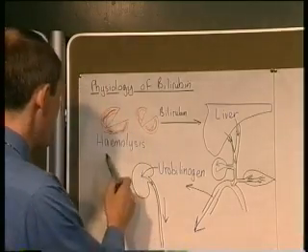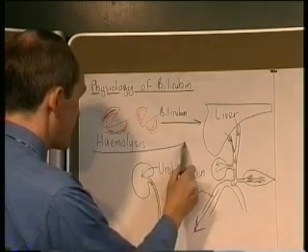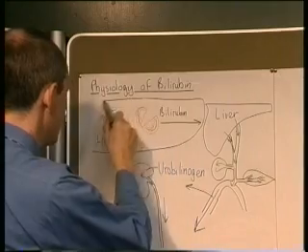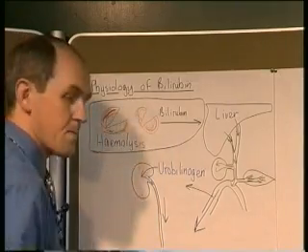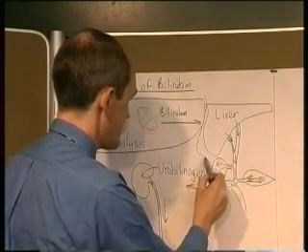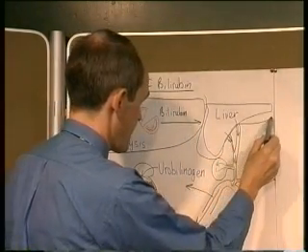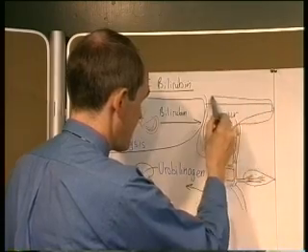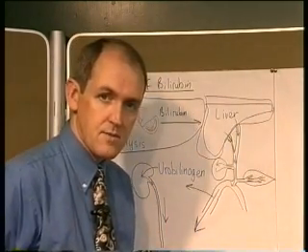So prehepatic jaundice is going to affect this stage of the physiology abnormally. Hepatic jaundice, there's something wrong in this stage of the physiology. Something wrong in the liver itself.